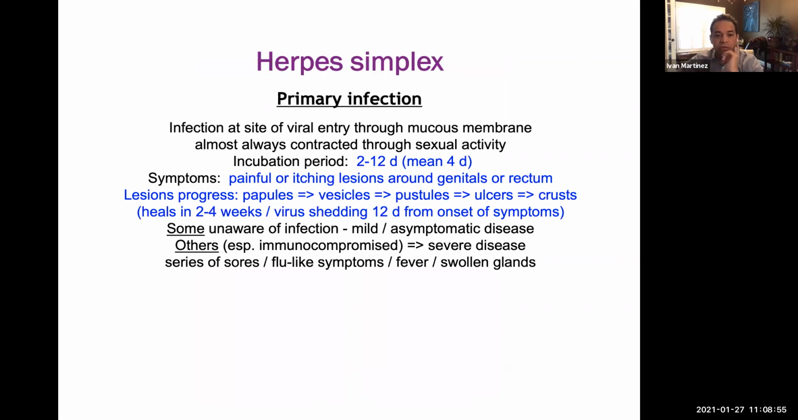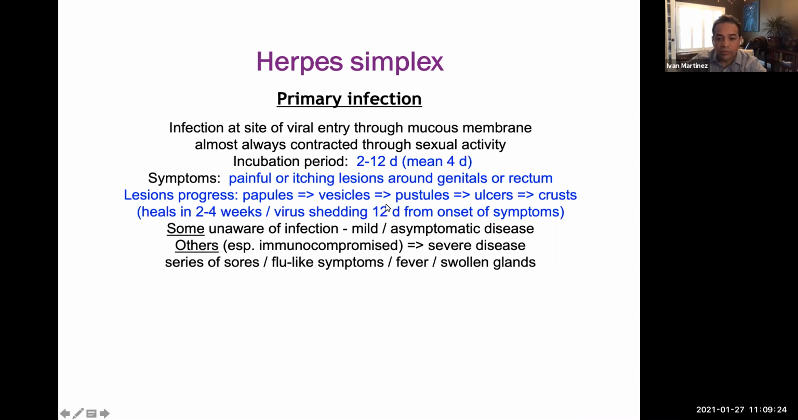Now, the primary infection is the site of viral entry through mucous membrane, almost always contracted through sexual activity. The incubation period is between 2 to 12 days, and the mean is around 4 days. The symptoms are painful or itchy lesions around the genitals or rectum. The lesions progress, forming papules, vesicles, pustules, ulcers, and crust. It heals in around 2 to 4 weeks.